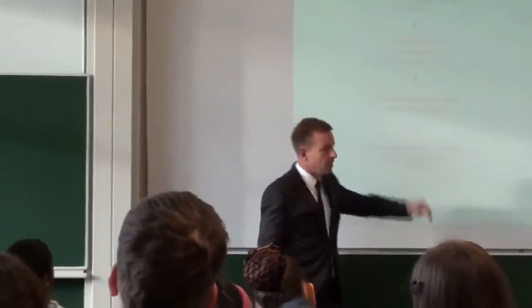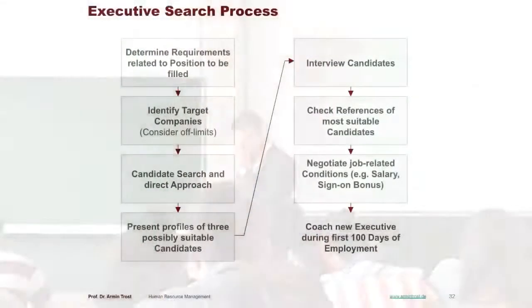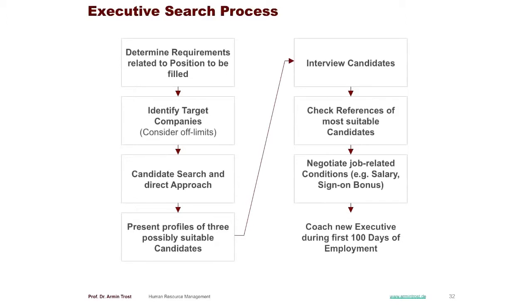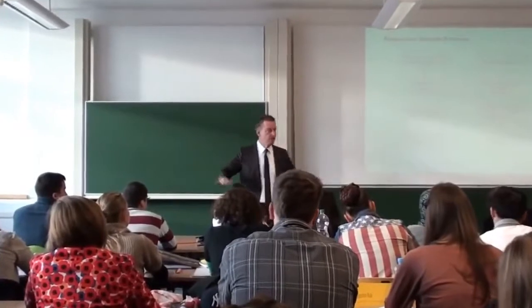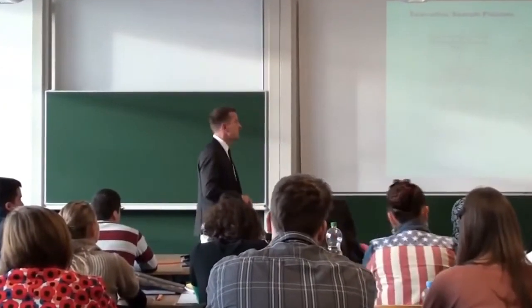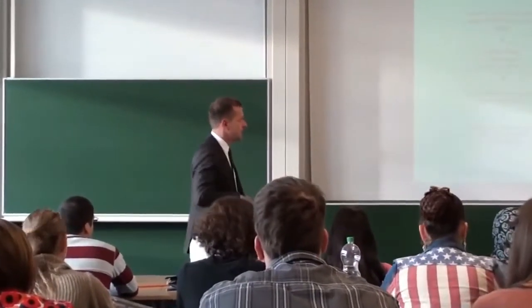So, then the candidate search starts. Maybe there is a target company, and we want to get in touch with the CFO of this target company. Sometimes, beyond these target companies, we also screen the market. Maybe you find a candidate somewhere else. And as I said, these researchers use their databases, they use the internet, they use everything, their personal networks, of course, and they have strong networks. They use everything to find the right candidate.